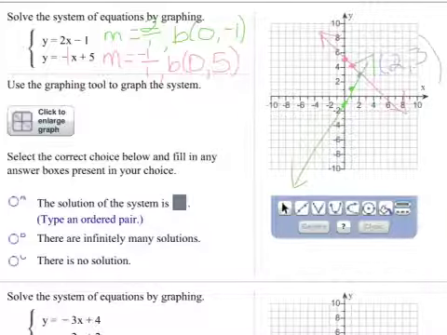So in place of x, I'm going to put 2, and it should equal the y value 3. So for the first one, 2 times 2 is 4, minus 1 is 3. So that one works. Then let's try the next one. Negative 1 times 2 is negative 2, plus 5 is 3. So it worked for both of those. So the solution to the system is 2, 3, the point where the two lines cross.